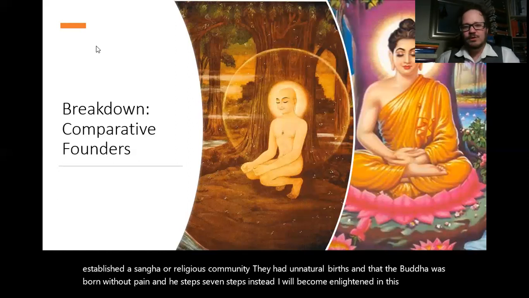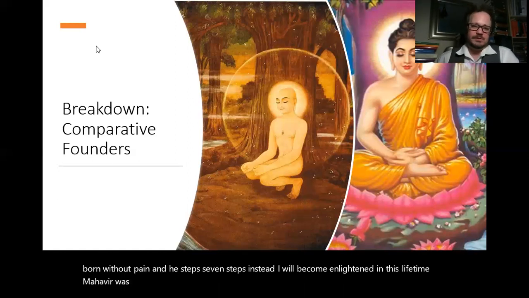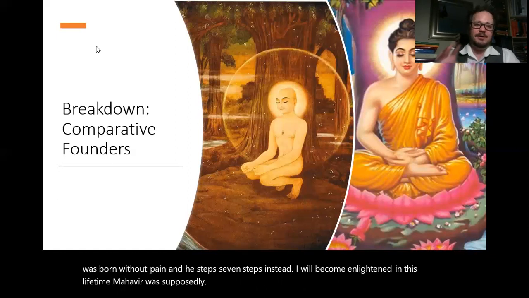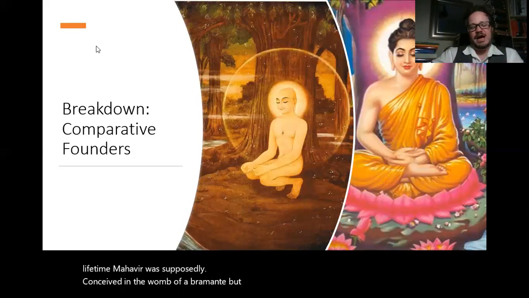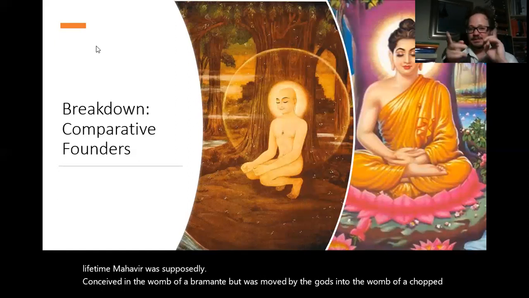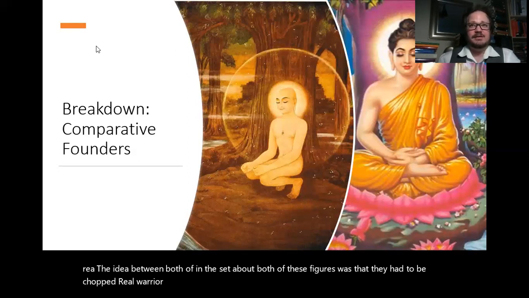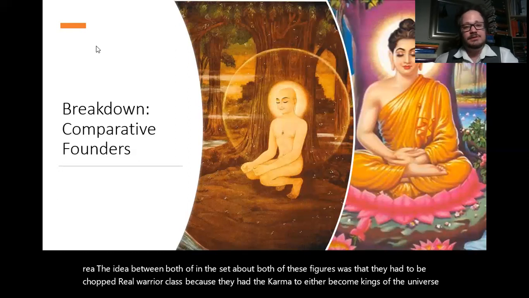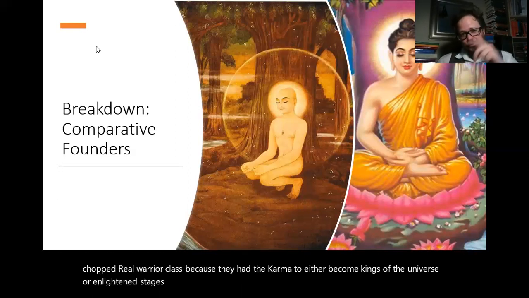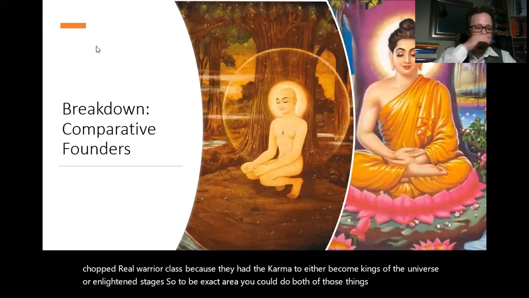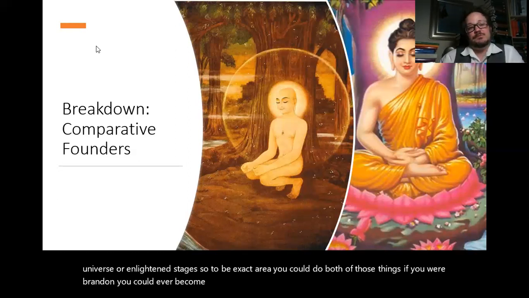Mahavir was supposedly conceived in the womb of a Brahmin, but was moved by the gods into the womb of a Kshatriya. The idea between both of these, and this is said about both of these figures, was that they had to be Kshatriya warrior class because they had the karma to either become kings of the universe or enlightened sages. So to be a Kshatriya, you could do both of those things. If you're a Brahmin, you could never become a king.